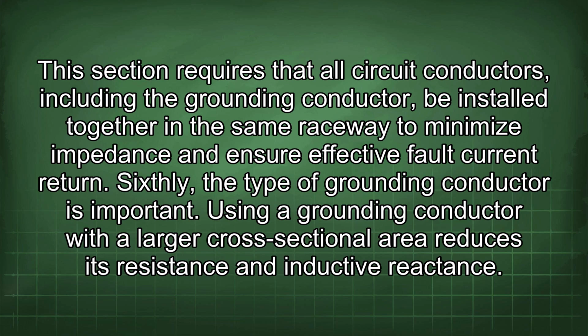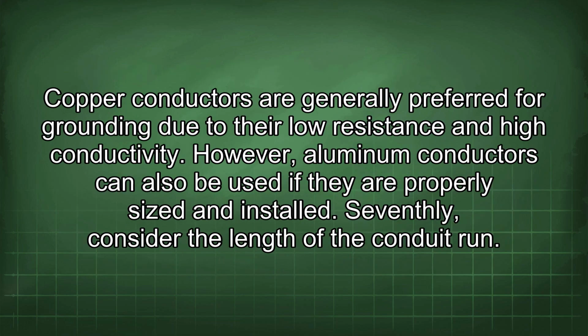Sixthly, the type of grounding conductor is important. Using a grounding conductor with a larger cross-sectional area reduces its resistance and inductive reactance. Copper conductors are generally preferred for grounding due to their low resistance and high conductivity. However, aluminum conductors can also be used if they are properly sized and installed.